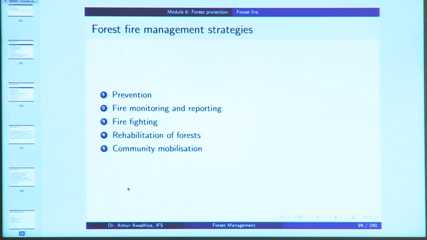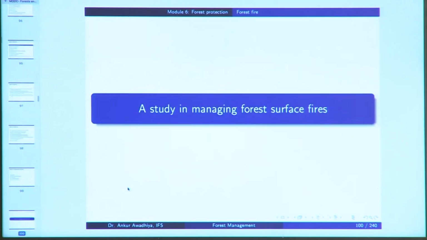And so, it is important to manage the forest fires, and this management is done by taking the steps for prevention, fire monitoring and reporting, firefighting, rehabilitation of forests, and community mobilization. Now, we looked at a study in managing forest fires.